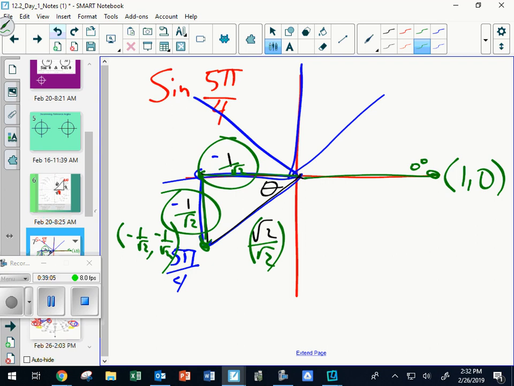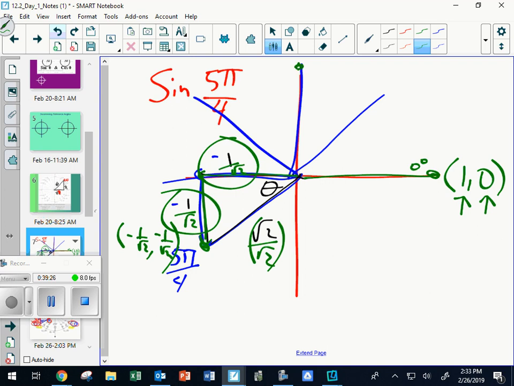Sine is y. So what's the sine of 0 degrees? That's the y value. What is it? 0. What's the cosine of 0 degrees? 1. And what's the tangent of 0 degrees? 0 over 1, which is 0.